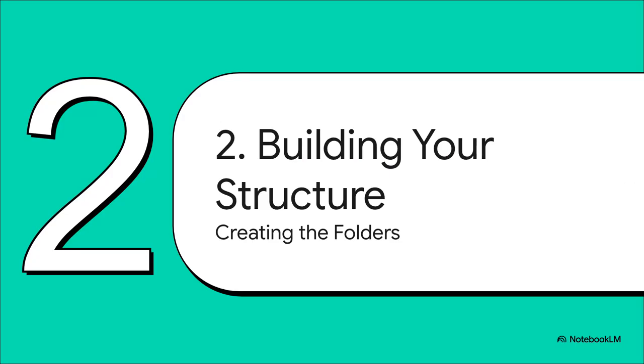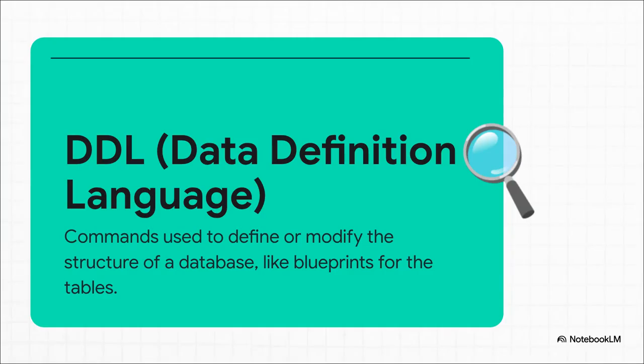All right, so we've got our filing cabinet. What's next? Well, an empty cabinet isn't much use, right? We need to create the folders inside it. In SQL, we don't call them folders. We call them tables. And these tables are what's going to hold all of our data. To actually build these tables, we use a specific part of SQL called DDL, which stands for Data Definition Language. The best way to think of DDL is like the blueprints. It doesn't care about the papers you're going to put inside. Its only job is to build the cabinet and the folders themselves.